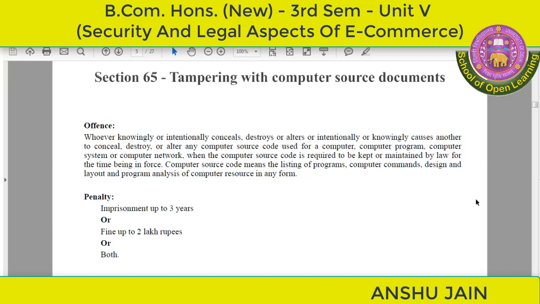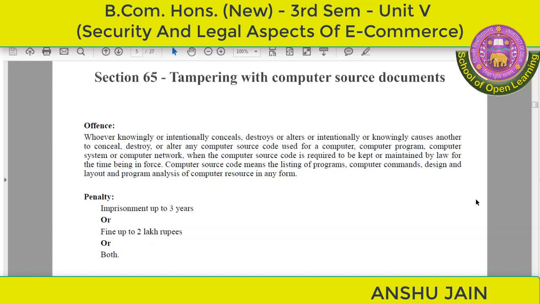Now if I'm using my system, I'll be having different kind of programs. There will be different computer commands, designing, structure, layout, program analysis, सब चीज़ें होती हैं मशीन पे. अब अगर उनसे प्रोग्रामिंग में, कंप्यूटर कमांड्स में, डिजाइनिंग में, लेआउट में किसी भी तरीके से इंटेंशनली अगर कोई अनऑथोराइज्ड पर्सन उसमें किसी भी तरीके की ऑल्टरेशंस या मॉडिफिकेशंस कर रहा है, कोई चीज़ कंसील कर रहा है, कोई चीज़ में डिस्ट्रक्शन या डैमेज कर रहा है, then he will be liable for the imprisonment up to 3 years or fine up to 2 lakh rupees, or these both penalties may be there.